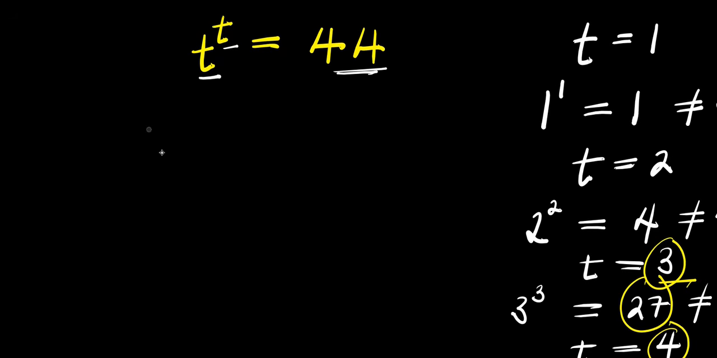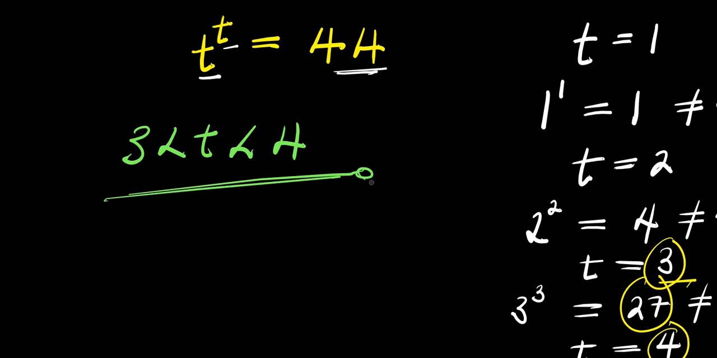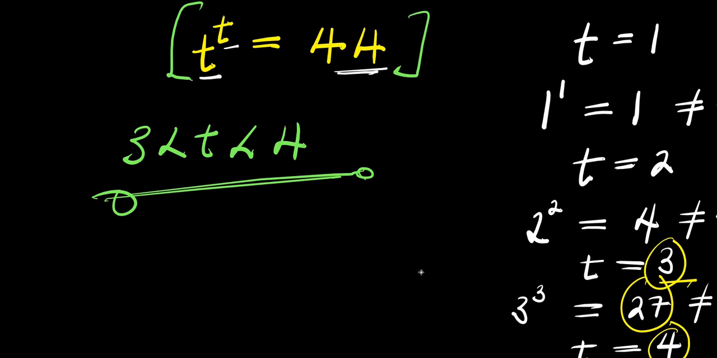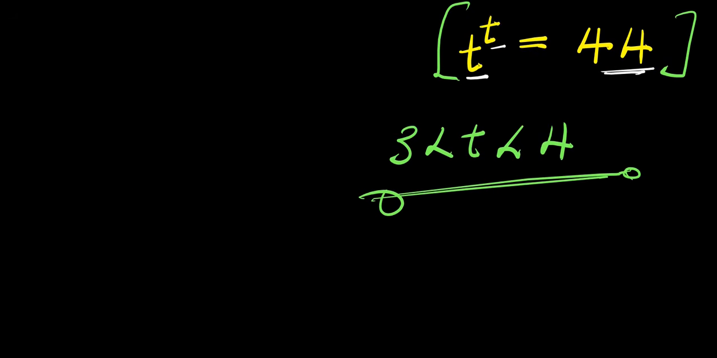So we can say that 3 is less than t, while t itself is less than what? 4. This is the range of values of t that satisfies this particular equation. But we are looking for the actual value.